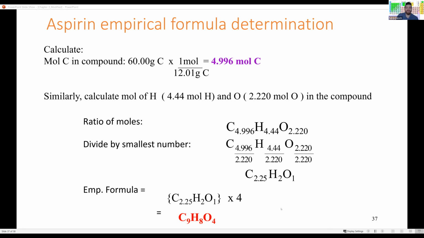Yeah, okay, cool. So you get C9H8O4, which is the empirical formula, which is the formula for aspirin. Sometimes empirical and molecular formula can be the same, such as carbon dioxide. Carbon dioxide is CO2, and the empirical formula is CO2, because you can't reduce it anymore. Same for aspirin and a lot of other compounds that don't have all even numbers in their compounds, that you can't reduce.